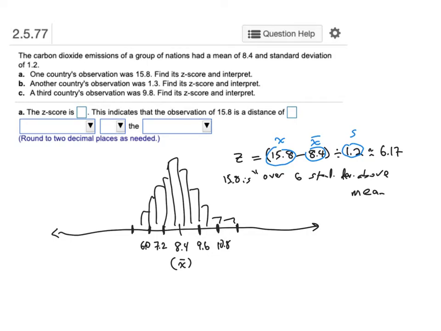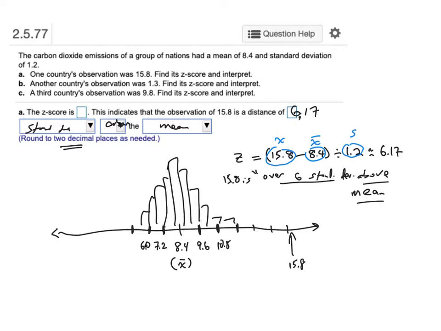And that is crazy. Like we said, most of the data should fit within 3 standard deviations above the mean. That's here. So if I were to go another 1.2, that's 4 standard deviations, 5 standard deviations, 6 standard deviations. So 15.8 is way up here, almost off the realm of possibility. So that's how we answer the question. So we say 15.8 is 6.17, and again we round it that way just because they say to. This will be standard deviations above the mean.